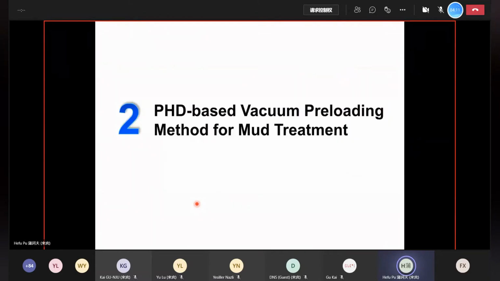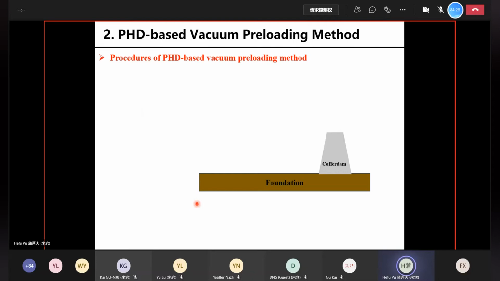So later on, people began to use the PhD-based vacuum preloading method for mud slurry treatment. Conceptually, it's easy. Just replace the vertical drains, the PVDs, with horizontal drains, the PhDs. First, let me show you the procedures of the PhD-based vacuum preloading method.